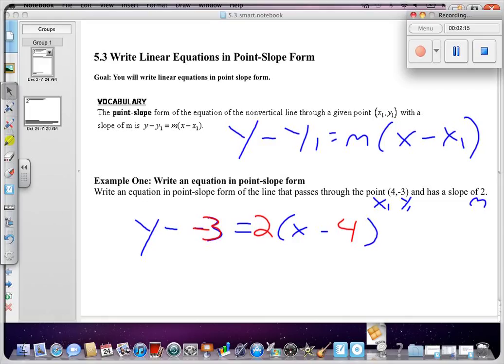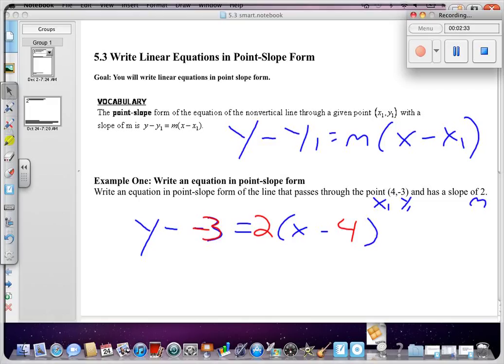We call that point-slope, where m is the slope and y1 and x1 are the point. Okay, and I will leave those on the board for tomorrow.